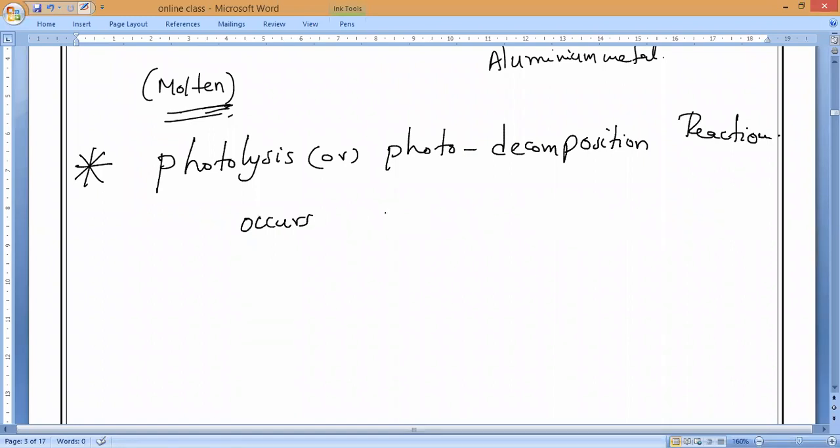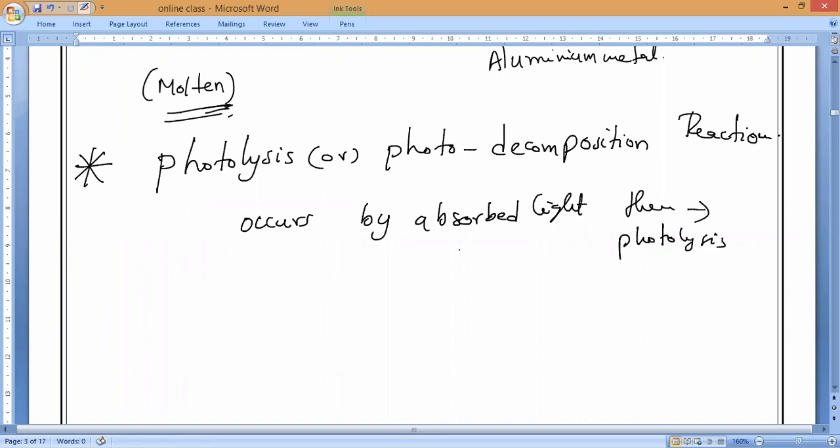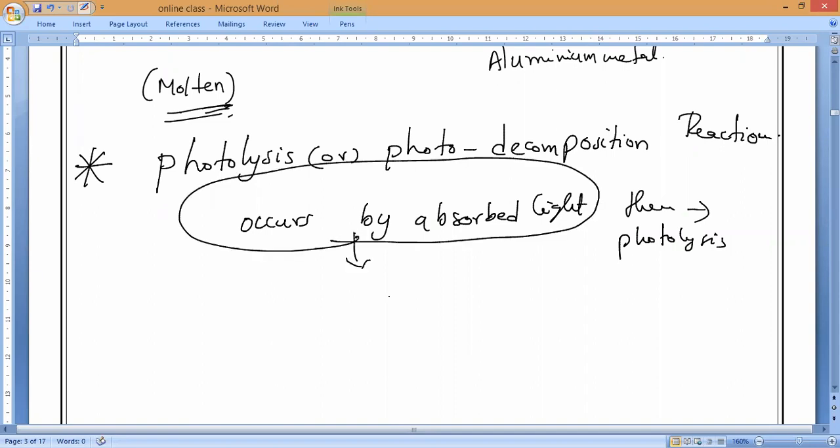by absorbing light, light is absorbed or required to carry out the reaction, then only it is called photolysis. So any kind of decomposition reaction which takes place by absorption of light or in the presence of light, then we can say it is a photolysis reaction. Clear, everyone? Photolysis decomposition reaction. Clear? Please respond at least.